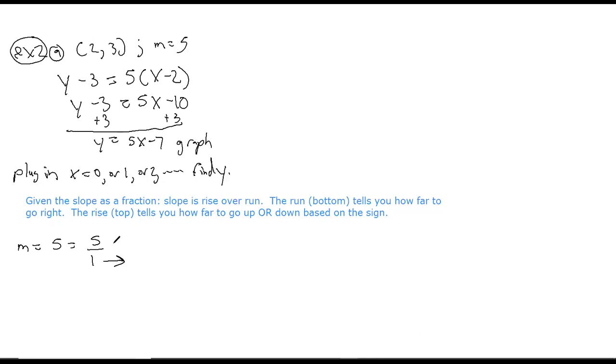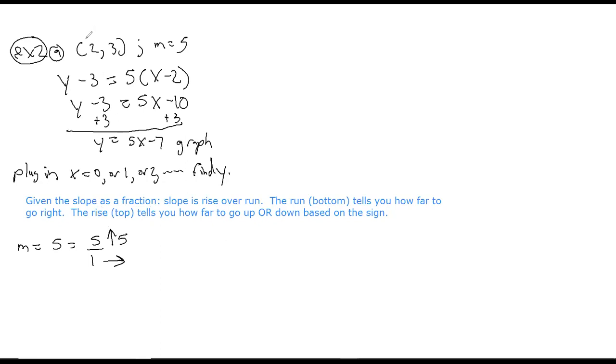And the numerator tells you how far to go up or down. Since it's positive, we'll be going up. Now you can go up 5 and then right 1, or right 1 and then up 5. The order that you do those doesn't matter, as long as the denominator is telling you what you go right and the numerator is telling you the up or down. If you swap, if you go right 5 and up 1, this would not be the same relationship.